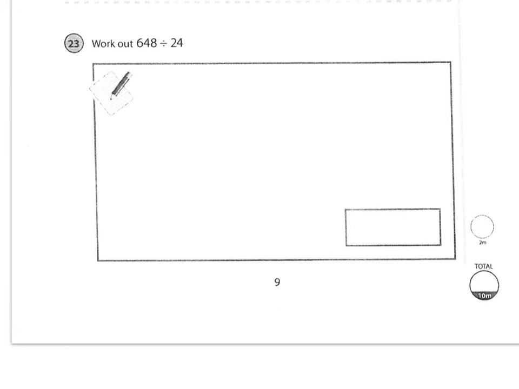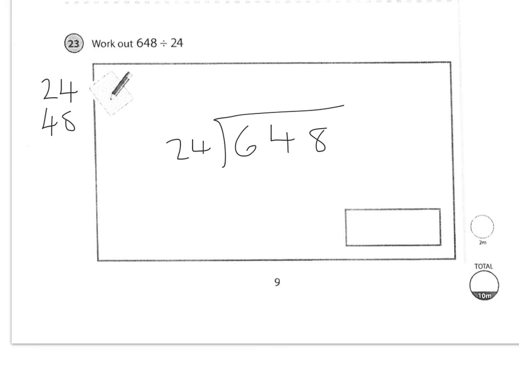648 divided by 24. So I will set out my bus stop division, and I will start writing down the 24 times table, maybe the first 4 or 5 numbers, and see how many we need. So 24, 48, 72, 96, 120. I'm going to stop there for a moment, but I may need some more.